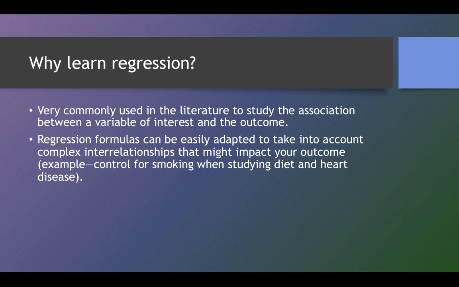So why do you need to learn about regression? Well, regression is very commonly used in the literature to study the association between a variable of interest and the outcome. Regression formulas can be easily adapted to take into account complex interrelationships that may impact your outcome. For example, controlling for smoking when you study the association between diet and heart disease.